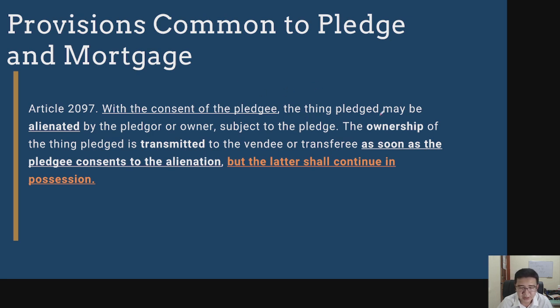2097, with the consent of the pledgee, the thing pledged may be alienated by the pledger or owner subject to the pledge. Diyan muna, kasi two sentence. Mahirap naman, no? So, pwede mong ibenta yung thing na naka-pledge. Okay? Basta merong consent. Kaninong consent ang kailangan mo? Si pledgee or si creditor. Okay? Malamang, since ang may-ari niyan, si pledgor or si debtor, siya ang may-ari niyan. Okay? At ang possession, di ba? Na kanino ang possession? Na kay pledgee, na kay creditor. Since nasa kanyang possession, kailangan mo ng consent niya.